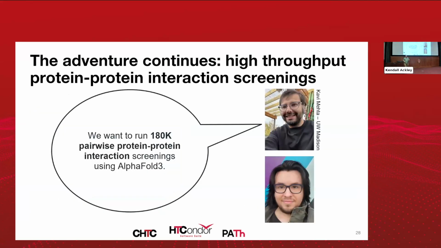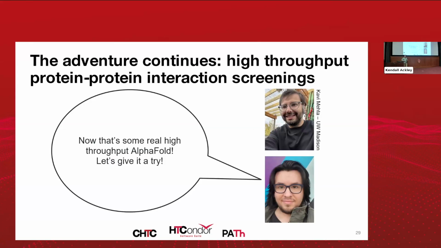And so there's a researcher here at UW-Madison, Kavi Mehta, who came to us and said, all right, I study human-virus interactions, and I'm interested in complexing the full human proteome. It's about 20,000 proteins with the full proteome of HPV. It's about 9 proteins. That runs you at about 180,000 pairwise predictions. I was like, that's fun. That sounds like real high throughput. Let's go ahead and see what we can do in this area.